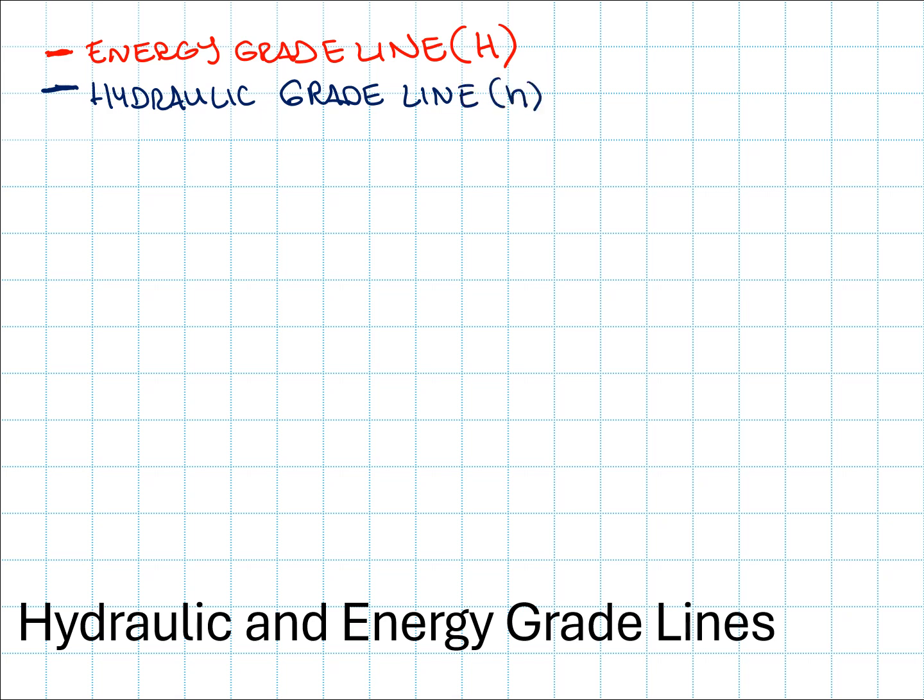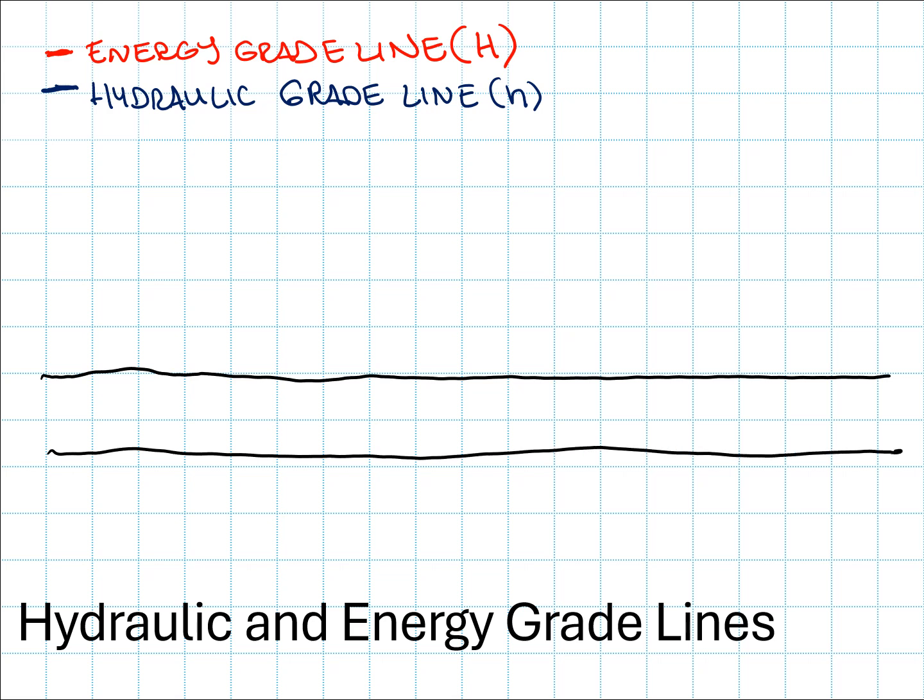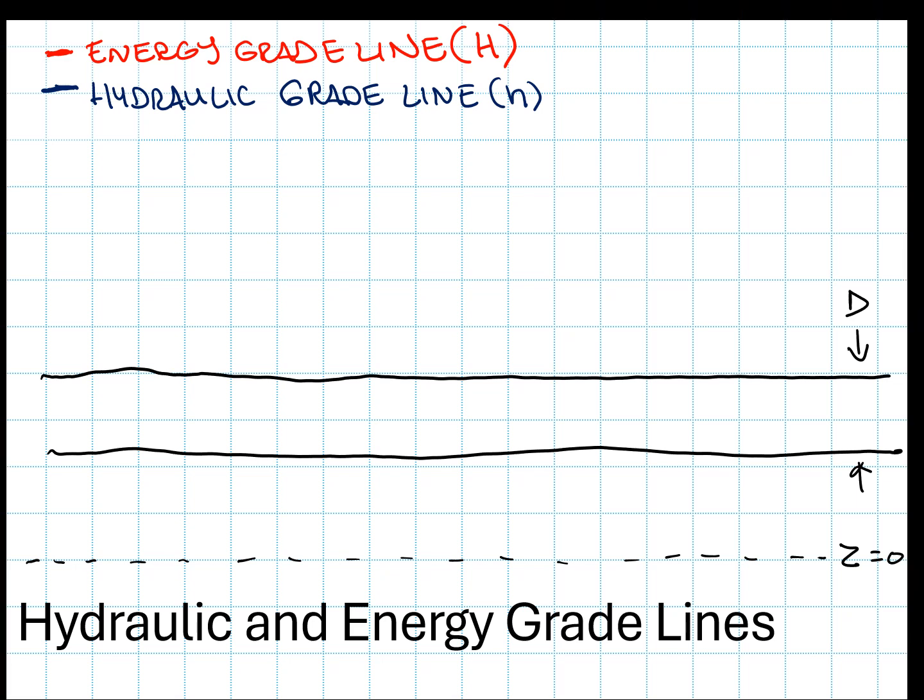So let's consider a relatively simple example of a system where we've got a fluid flowing through a long horizontal pipeline with a constant diameter d. So here is my pipeline. It's got a constant diameter d along its length. And then let's say that here is my horizontal datum down here where z is equal to 0. And I'm going to consider two different points along my pipeline. One here and two right here.